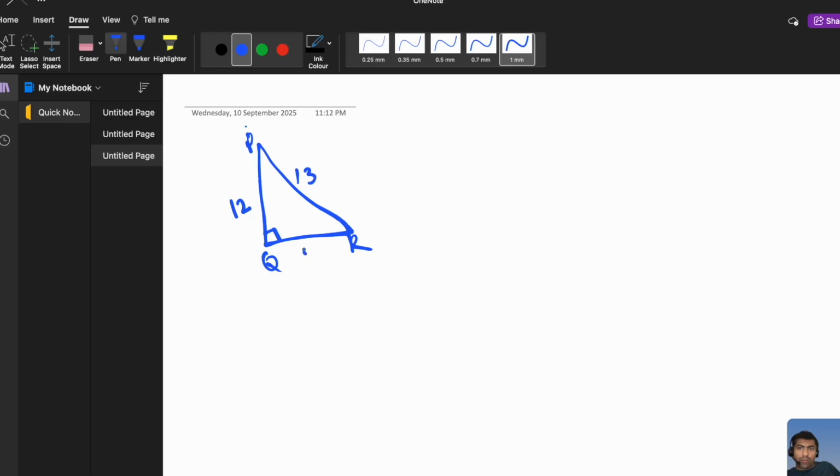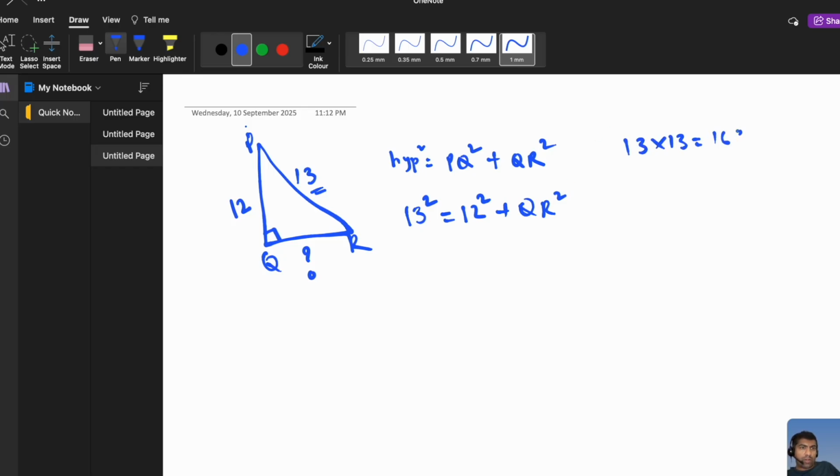13 centimeters. We don't know what QR is, but we know that hypotenuse square is equal to the sum of squares of the other two sides of a right angle triangle. Here hypotenuse is 13, that is 13 square, equals PQ square, which is 12 square, plus QR square. 13 square is 13 into 13, that is 169. 12 square is 12 into 12, that is 144. So 169 equals 144 plus QR square.